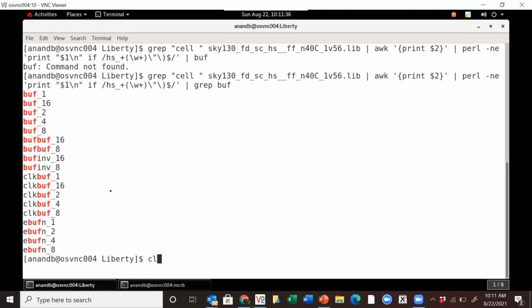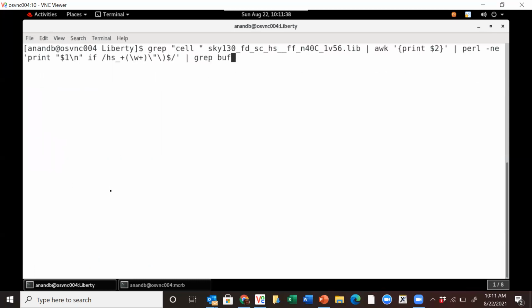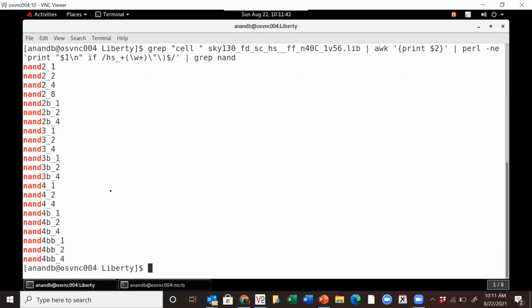If I want to look for NAND gates, let's look for that. Let's do grep NAND. And I can see there are different types of NAND gates in this library. There are 2-input NAND gates. There are 3-input NAND gates. There are 4-input NAND gates, all with different drive strengths of 1, 2, and 4. There are also 2-input NAND gates where one of the inputs is inverted. I think that's what that B means.